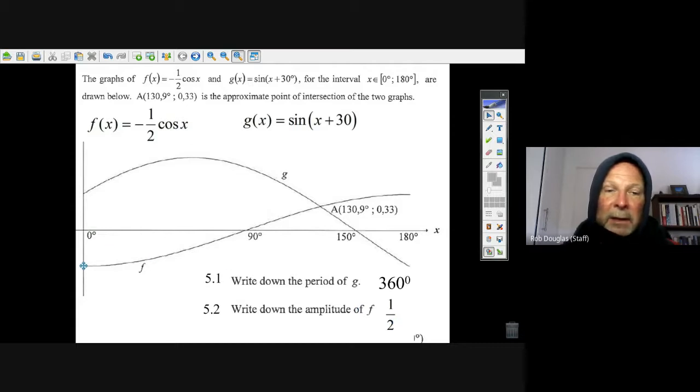The biggest this cosine f wave can get is a half, and it can go down to minus a half. It can go up to a half. That's called the amplitude, the distance between the middle of the wave and the height of the wave or the depth of the wave. So the amplitude is a half. Well, that's the first part.